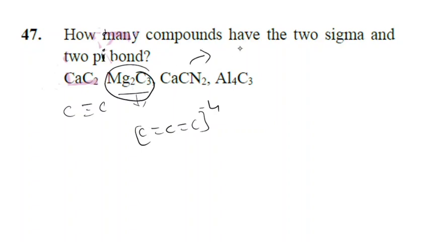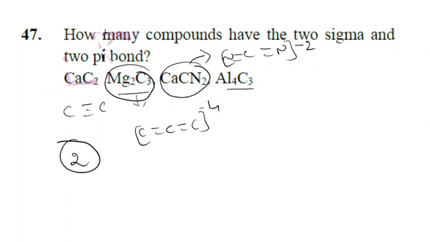And in the case of CaCN2 also, we have two double bonds between carbon and nitrogen, where it gets that minus 2 charge. And obviously the aluminum carbide also contains a triple bond between two carbon atoms, but not 2 sigma and 2 pi bonds. Okay, so these two have both 2 sigma bonds and 2 pi bonds. Total 2 compounds we have with the required condition, right? So in the case of integer type answer, 2 is the answer for this 47th question.